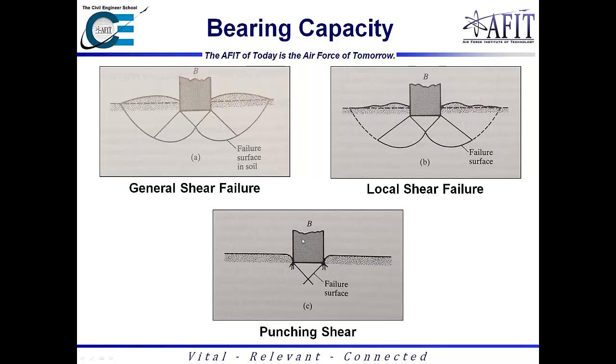The punching shear failure basically assumes that this is just going to fail straight down through the surface, as in the surface will not be able to hold it anymore. This is pretty rare in terms of happening, so I would tend to agree with most people that this is going to be your primary source of failure.